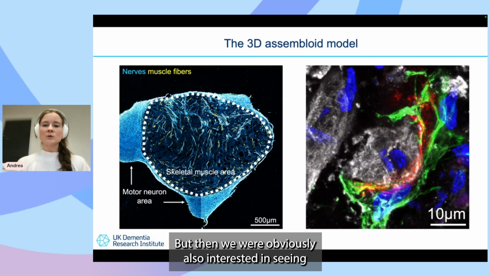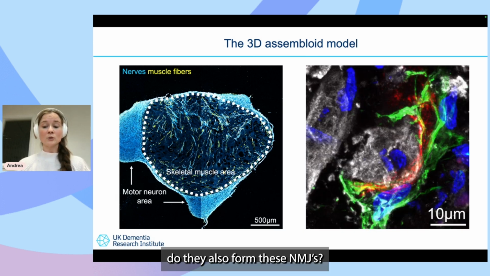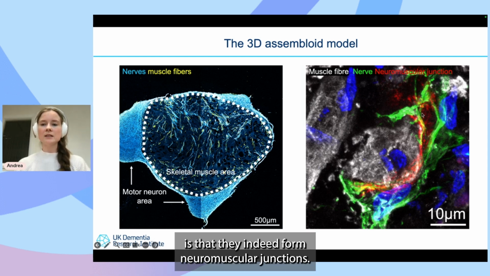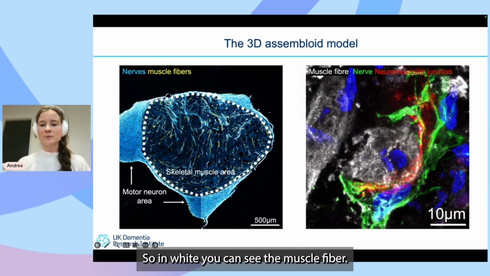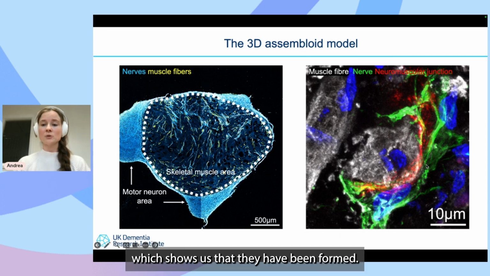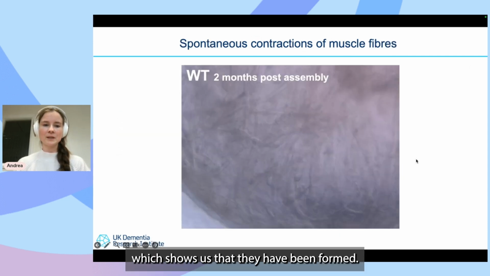But then we were obviously also interested in seeing, do they also form these NMJs? And what we can see over here, by just zooming into the tissue, is that they indeed form neuromuscular junctions. So in white, you can see the muscle fiber. In green, you can see the nerve, so the motor neuron nerve. And in red, you can see the neuromuscular junction, which shows us that they have been formed.